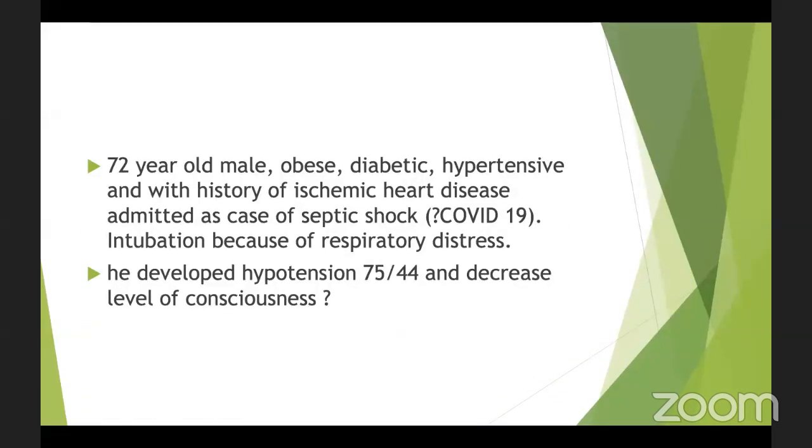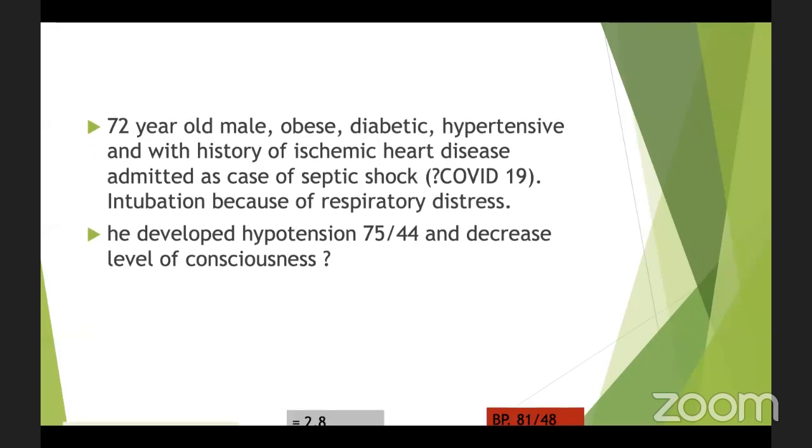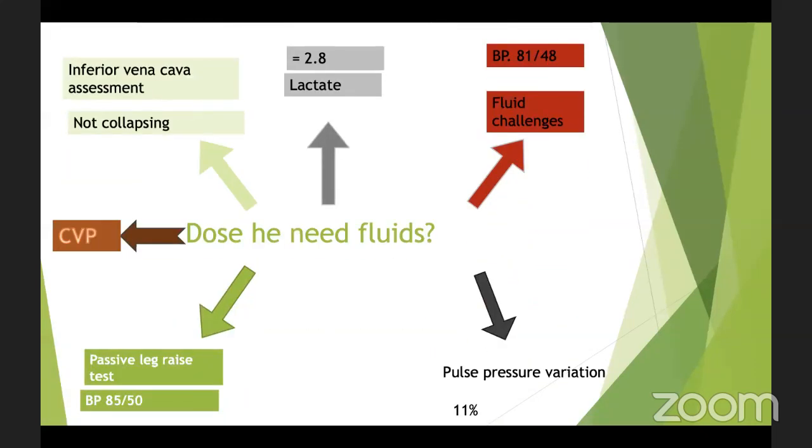So here there is another scenario. A 72-year-old male, obese, diabetic, hypertensive, with a history of ischemic heart disease, admitted as a case of septic shock secondary to COVID-19. The patient had respiratory distress, and after that he developed hypotension. In addition, he has decreased level of consciousness. So we need to assess fluid responsiveness.